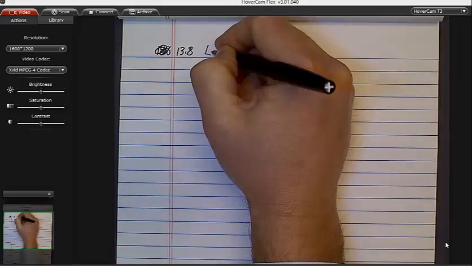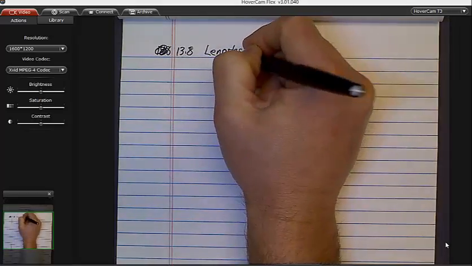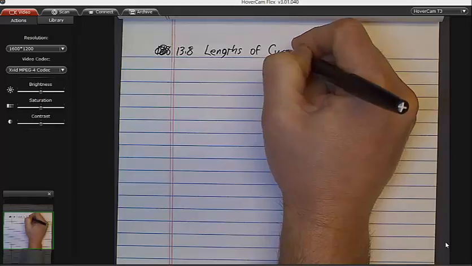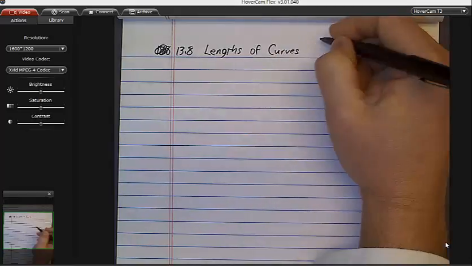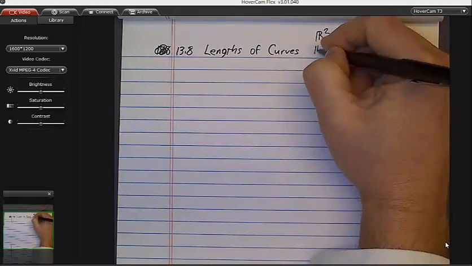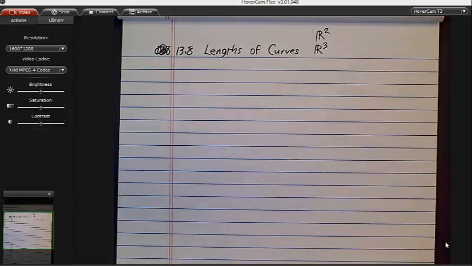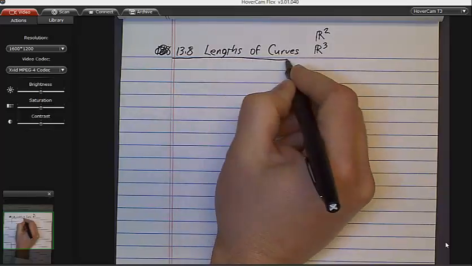And so we're going to study lengths of curves, both in R2 and in R3. Okay. So here we go.